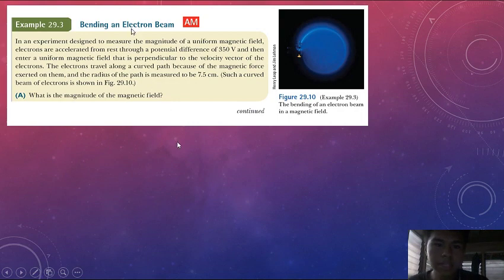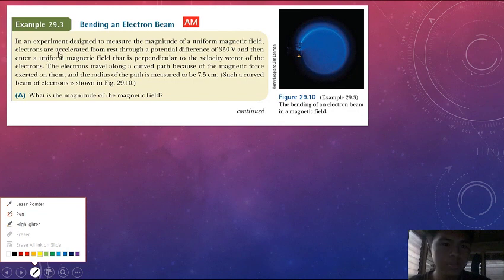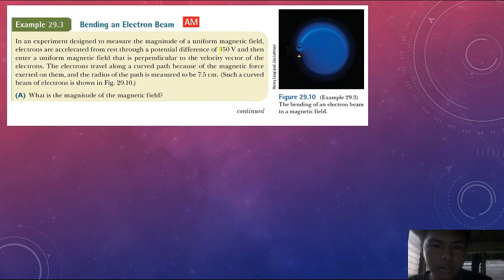So next we have bending an electron beam. So yung electron beam kanina, yan yung sa example 1 natin, which is from the old television. An experiment designed to measure the magnitude of a uniform magnetic field. Electrons are accelerated from rest through a potential difference of 350 volts and then enter a uniform magnetic field that is perpendicular to the velocity vector of the electrons.